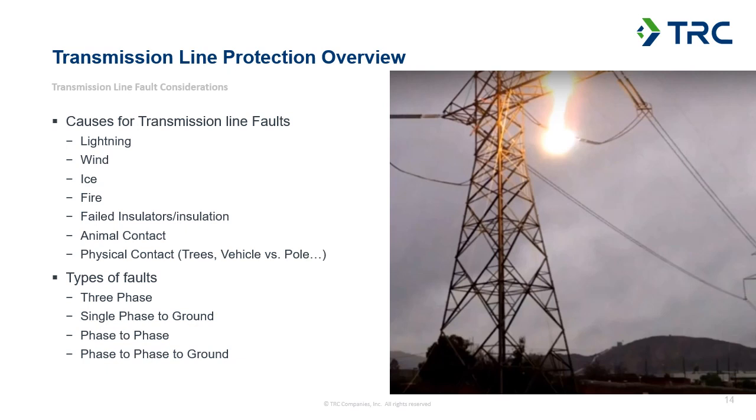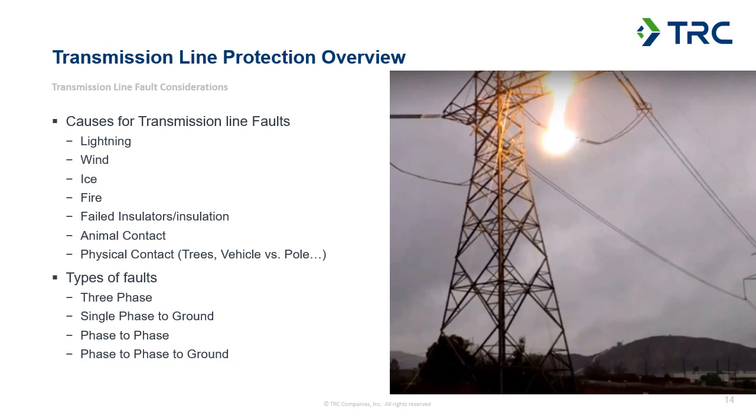I listed animal contact here. It's probably less of a concern at the transmission voltage level, just because of the large spacing between conductors and the larger spacing between all of the equipment. But especially at sub-transmission and below type levels, animal contact can be a bigger concern.